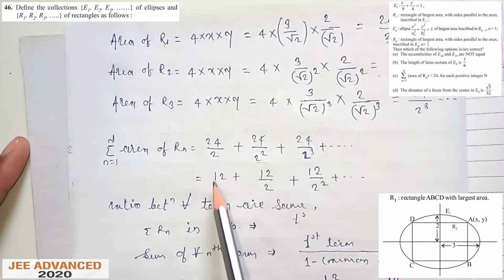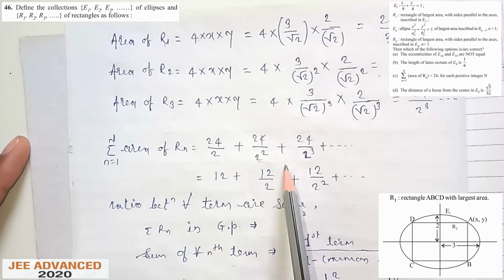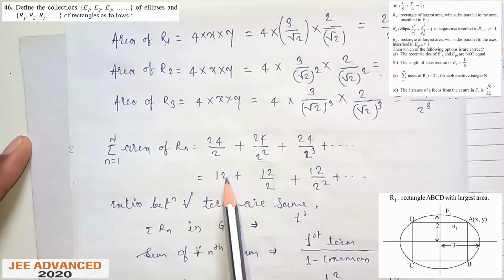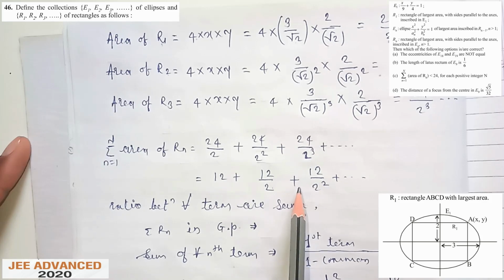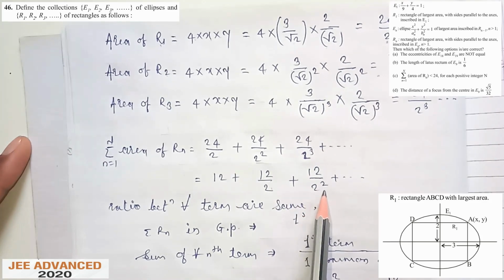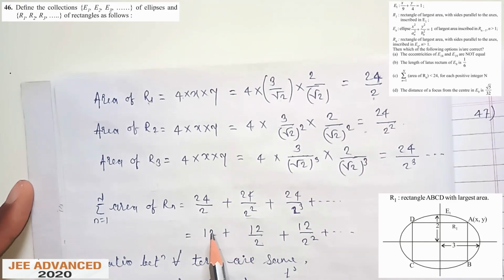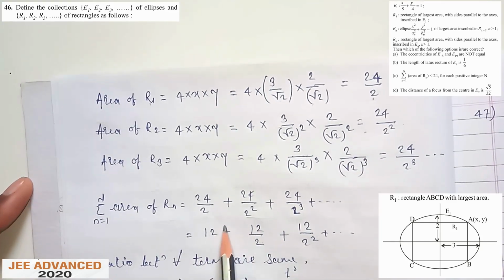Okay, so 24 by 2 is 12. 24 by 2 squared can be written as 12 by 2, because we want similar terms so that we can easily find their addition. Okay, 24 by 2 squared and so on. Here we can see all these terms have some relation between them.